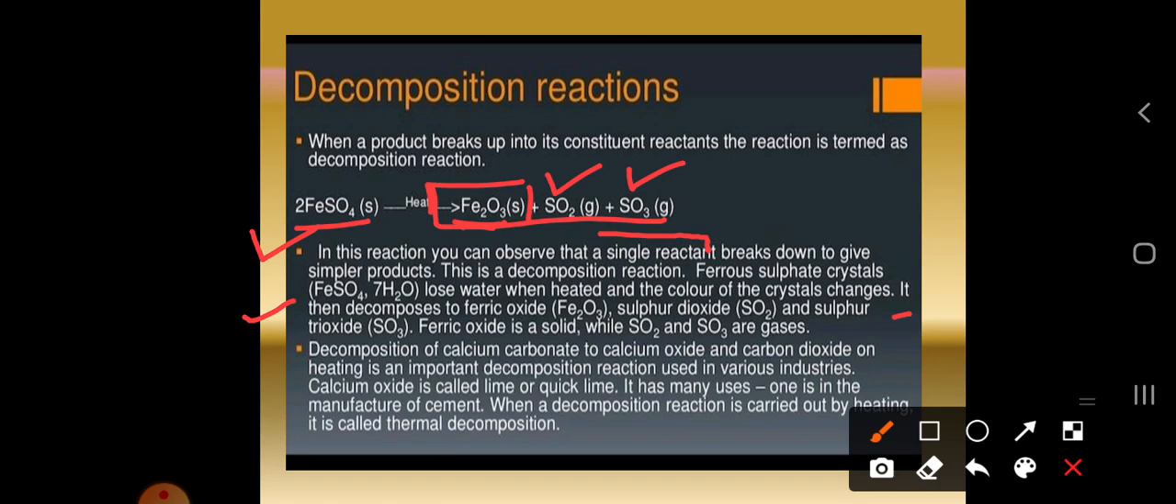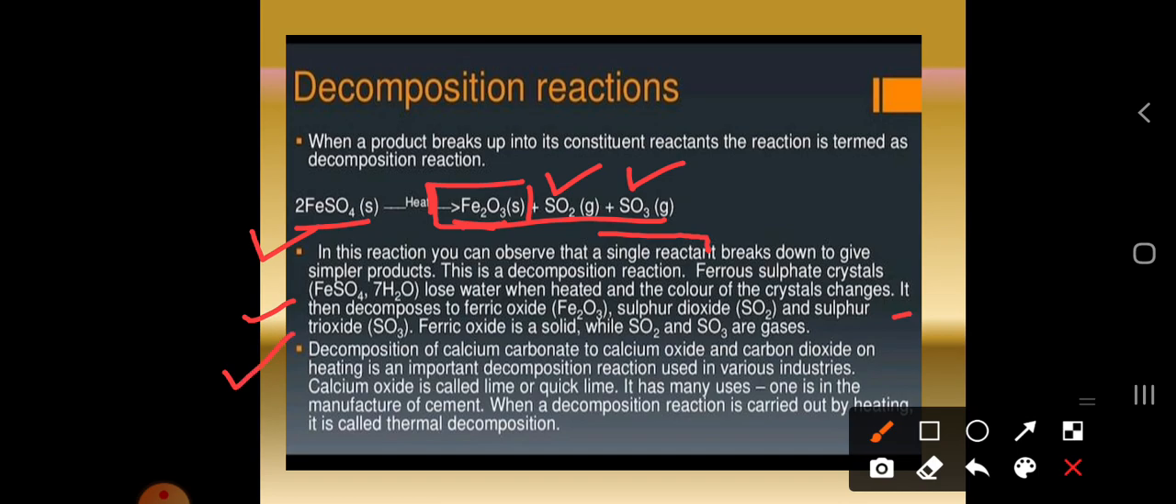Why is it sulfur dioxide? Because the number of oxygen is 2, so that's why it is sulfur dioxide. And the last product is SO3. Why is it sulfur trioxide? Because the number of oxygen is 3. So ferric oxide is a solid, whereas SO2 and SO3 are both gases. This is one of the examples we have explained in the decomposition reaction.